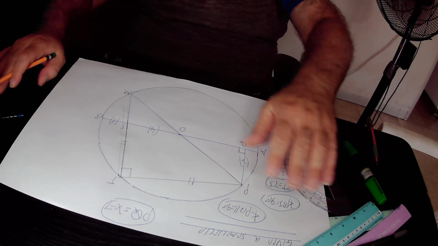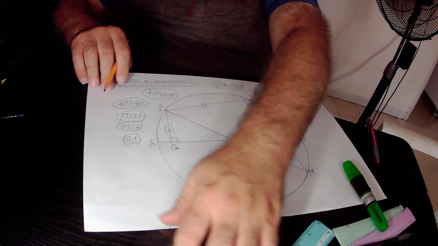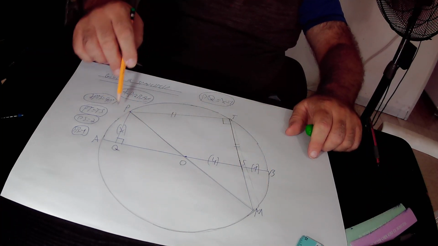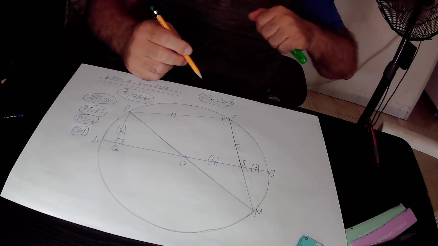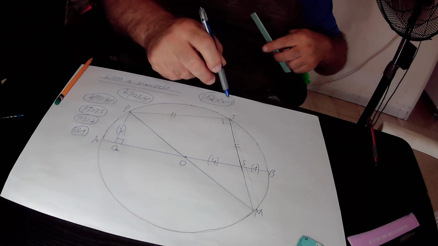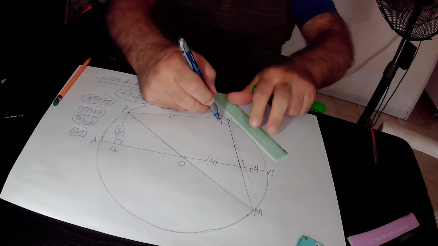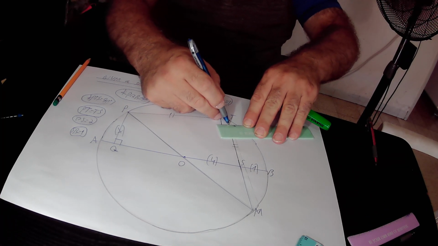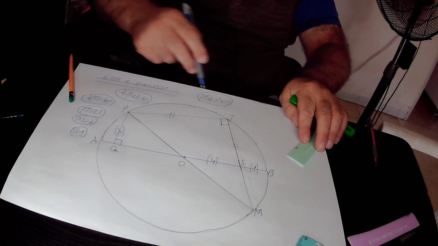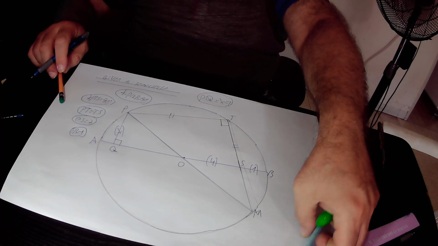By doing all those constructions, we actually created here peripheral angle PTM. This is peripheral angle PTM. According to what is given in the question, the size of peripheral angle PTM is equal to 90 degrees. And peripheral angle PTM subtends on chord PM. So here we can implement rule 5.